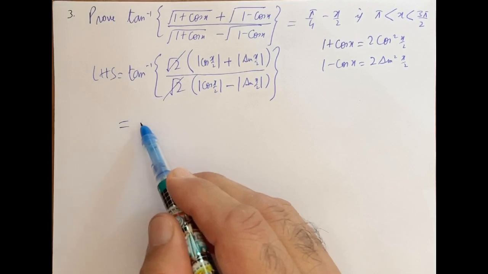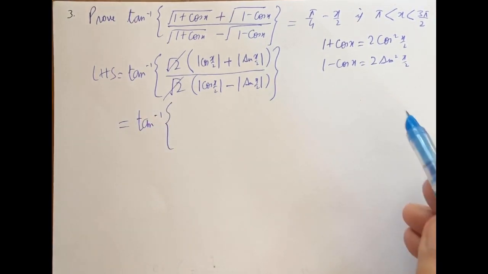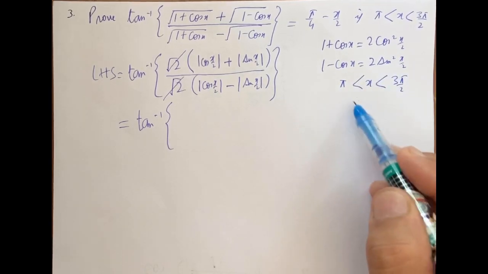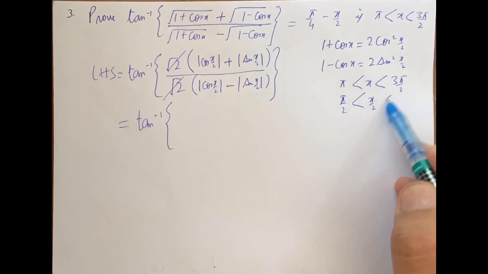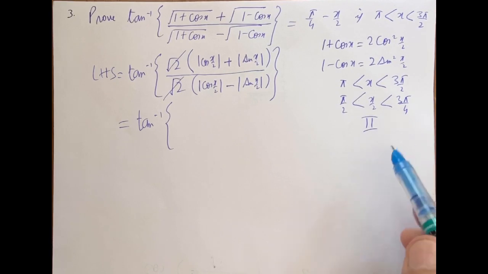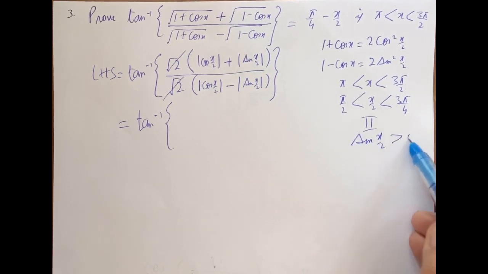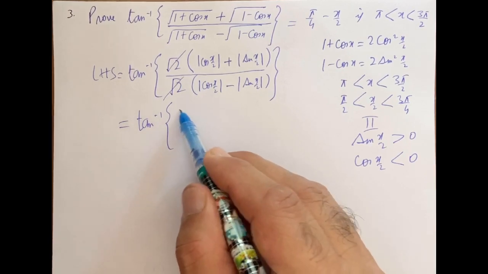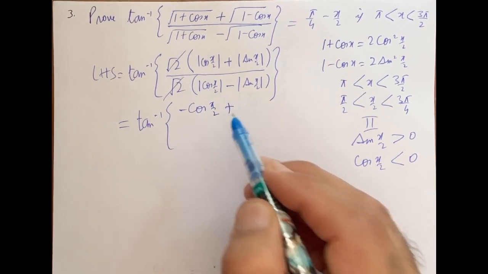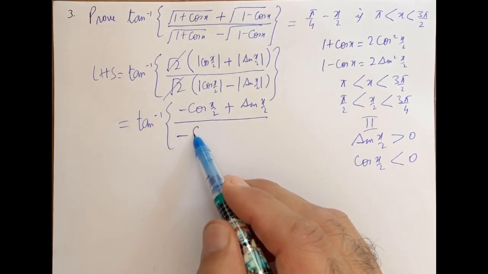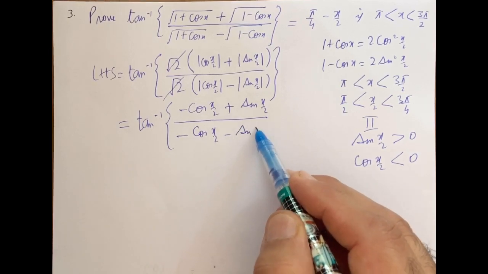Root 2 will cancel out, this is tan inverse of, now we are given pi less than x less than 3 pi by 2, dividing by 2, pi by 2 less than x by 2 less than 3 pi by 4, that is x by 2 lies in the second quadrant. So sin of x by 2 will be positive, but cos of x by 2 is negative. So since cos of x by 2 is negative, mod of cos of x by 2 is minus cos of x by 2. This is positive, so this will be plus sin of x by 2. Same in the denominator, minus sin of x by 2.